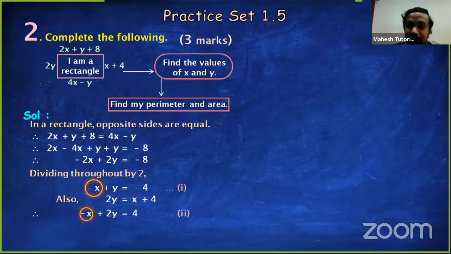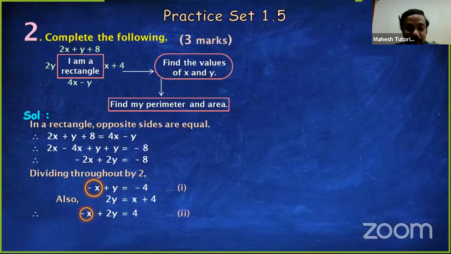So in equation 1, the coefficient of x is 1. In equation 2 also, the coefficient of x is 1. So the coefficients are already equal, so we do not need to do anything. Once the coefficients are equal, students, then we pay attention to their sign.